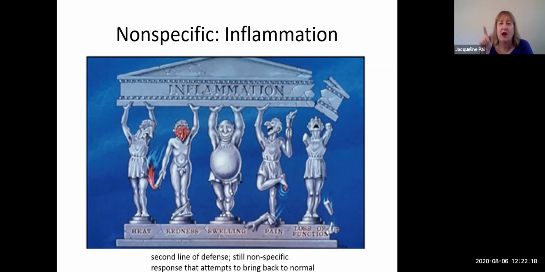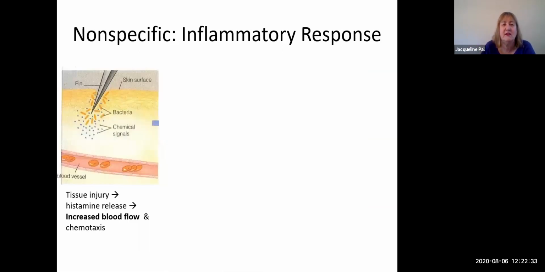As we're going along, I want you to realize, oh, that's what causes the warmth. Oh, that's what causes the redness. Oh, that's what causes the swelling. And I'll just tell you right now, the loss of function has to do with the pain. All right. So starting with this, in this example, you have poked yourself with a pin and introduced bacteria into your tissues.